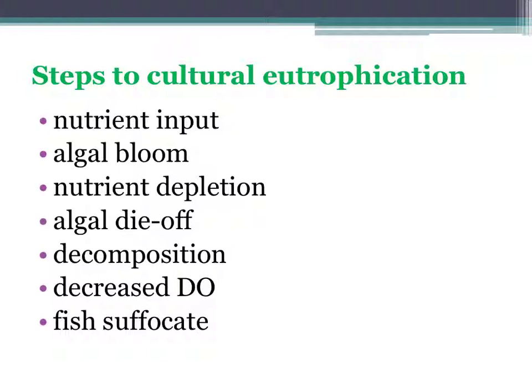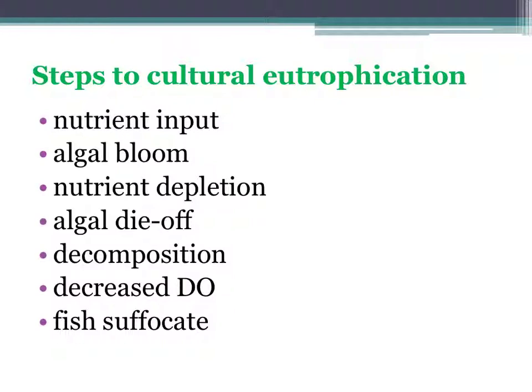First of all, nutrient input. What happens is we put a lot of fertilizers onto our grass and onto our farmers' fields, and of course all that excess stuff that plants don't use, because we put it on so heavy, goes into the lakes. So nutrient input right there. Because of those nutrients, algal bloom. We have a lot of protists that love it. They thrive and they grow very well.